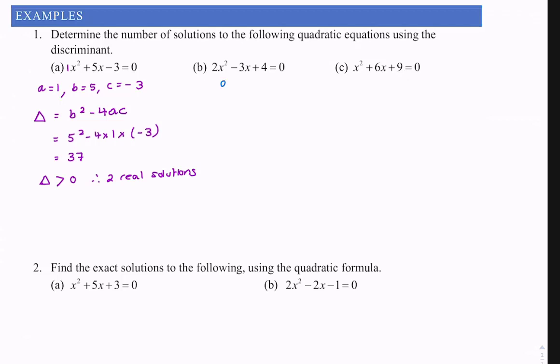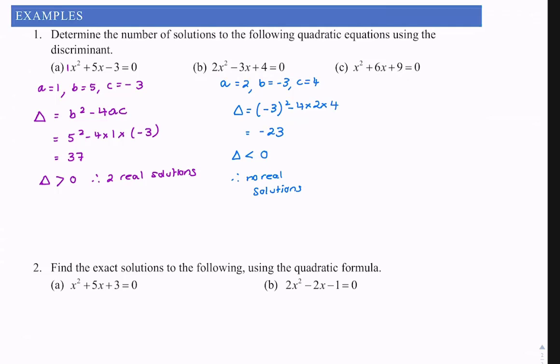So I'm going to do the same thing. A equals 2, B equals -3, and C equals 4. So taking my discriminant again, I'm going to get -3 squared minus 4 times 2 times 4. And popping that into my calculator, I get -23. So the discriminant is now less than 0. And because I can't take the square root of a negative, I can therefore say there are no real solutions.